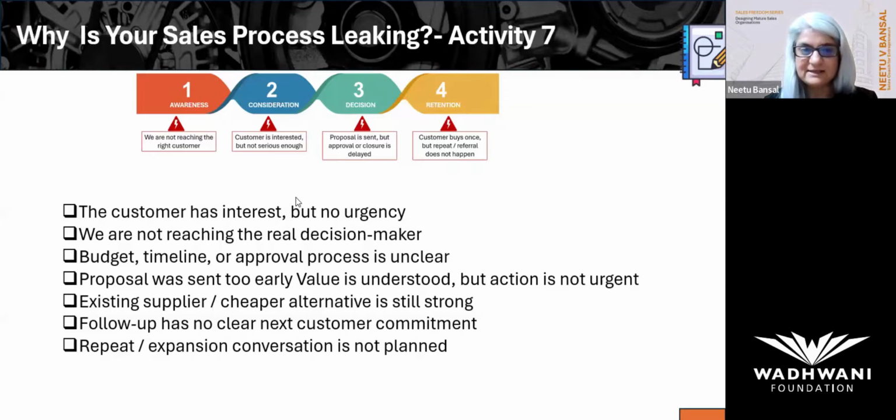Like I said, for example, the proposal was sent too early, but value was not yet understood. We don't know what the actual scope of that business was, but we've given the proposal very early. The existing supplier and alternative we have not even considered, which is what we discussed last time. So once you go a little deeper, earlier at the beginning of the session, when we did a quick assessment, we just looked at it broadly. Now we're going stage wise, and you can do this assessment. It will give you more clarity on where you are leaking.